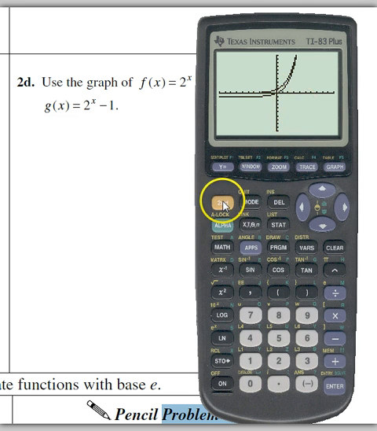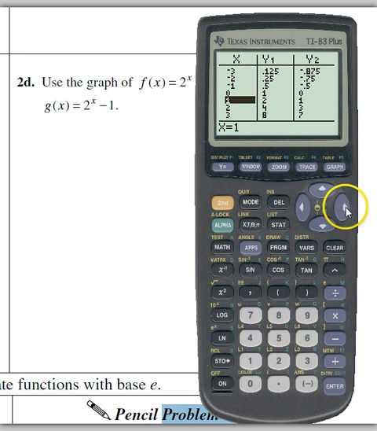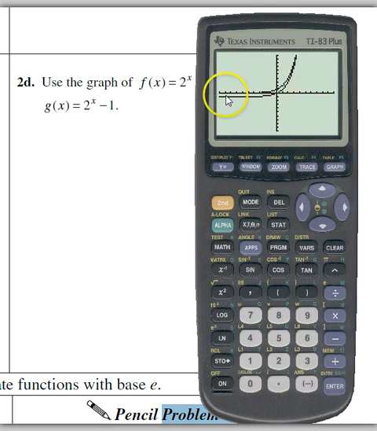If I want to look at the coordinates, then these are the coordinates. Negative 3, 0, 1. When x is 0, the first graph is 1, the next graph is 0. When x is 1, the graph 2 power x is 2. 2 power x minus 1 is 1. So you see that there is a shift of 1 unit down. And when I look at the graph, I notice that there are 2 asymptotes in this function.